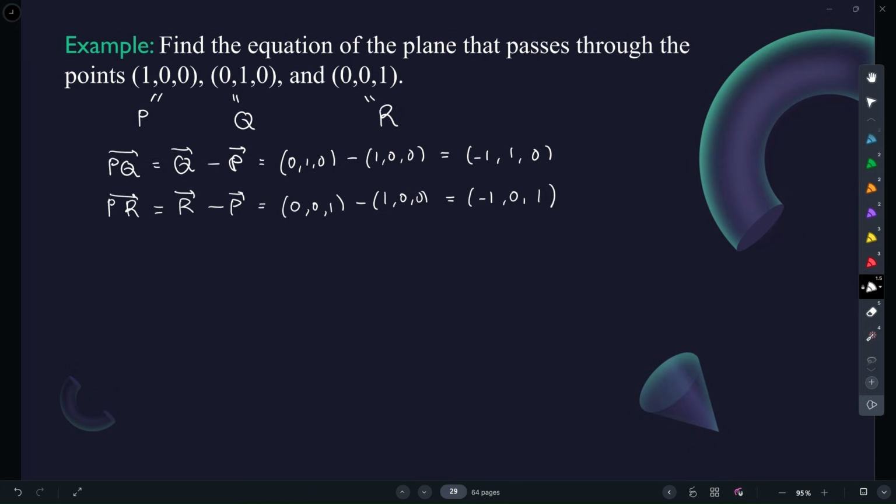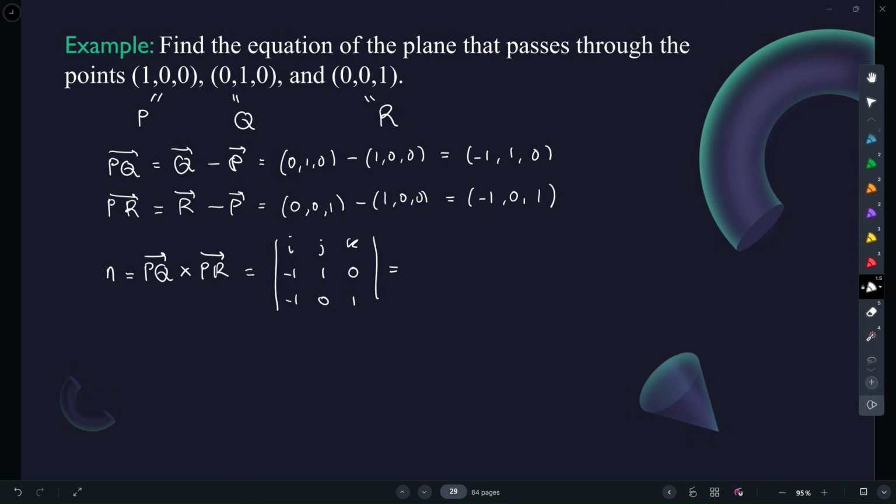Now, to compute n, a normal vector to those two, what I'm going to do is the cross product of PQ by PR to get a normal vector, one that is perpendicular to both. And remember, I can write the determinant with i, j, k. The first row is just going to be the vector PQ, and the second row is the vector PR.